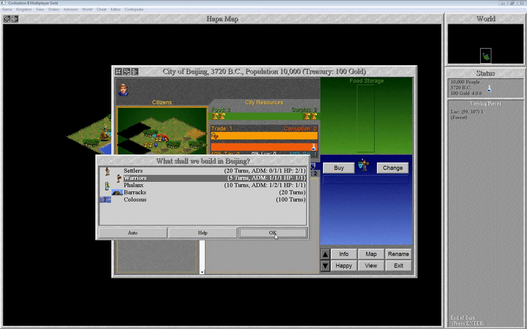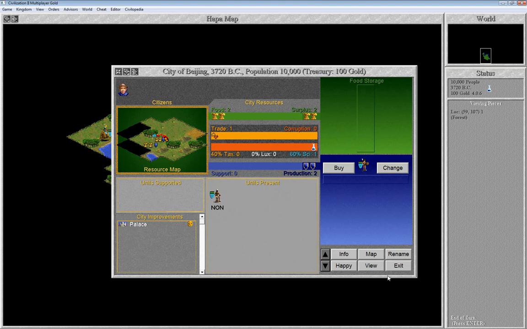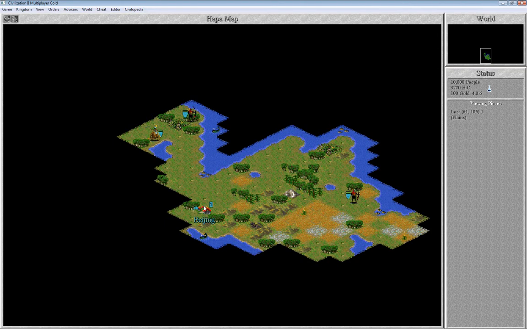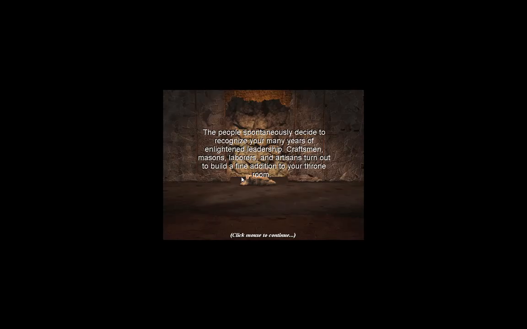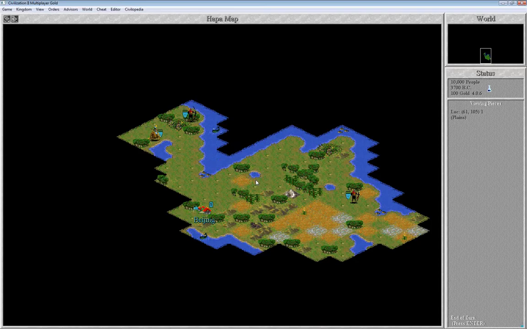Okay, so I'm going to exit here. End of turn, press enter. Okay, here we go. Oh jeez. Okay, so the people love me now. They want to build my castle.